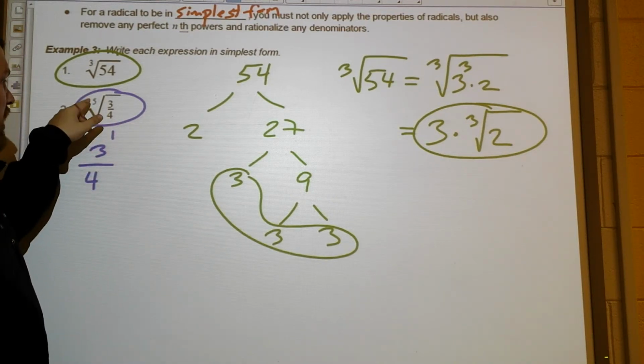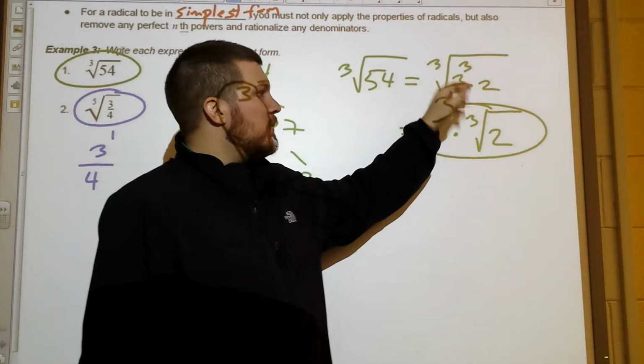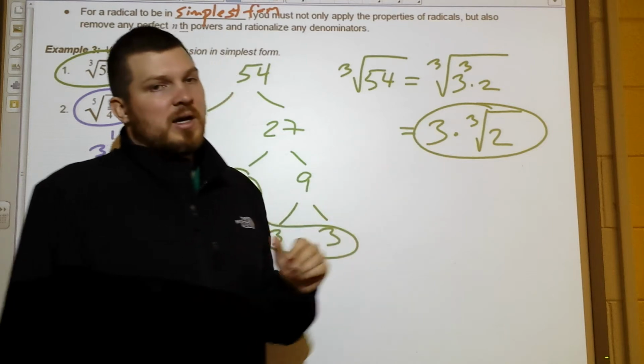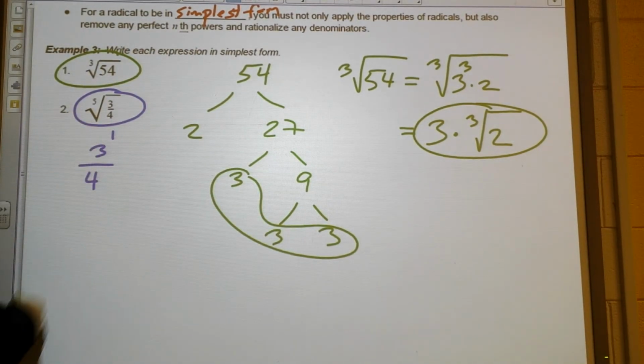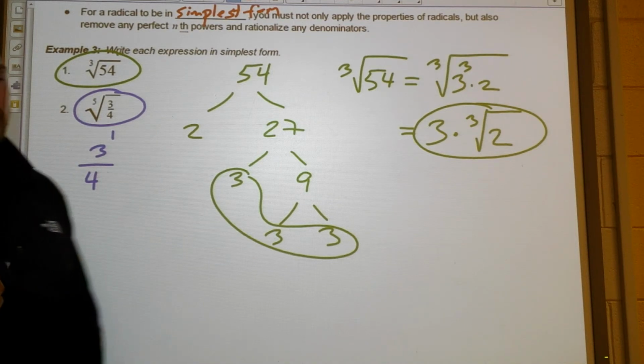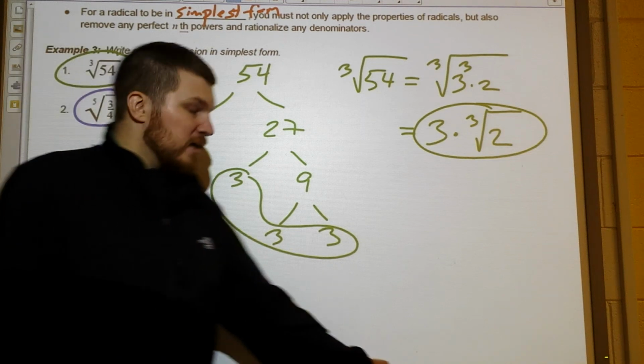Again, your power and your index have to be the exact same, like we saw in this example, to be able to bring that number outside. It's not going to happen with 3 fourths, so this actually is the simplest form. The 5th root of 3 fourths just stays the 5th root of 3 fourths. Can't do anything with that. So that's it for this video.